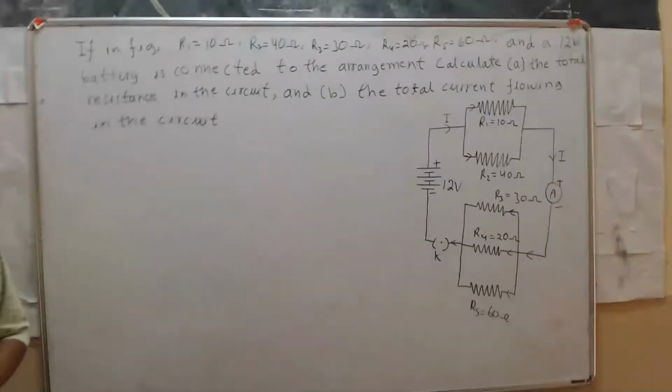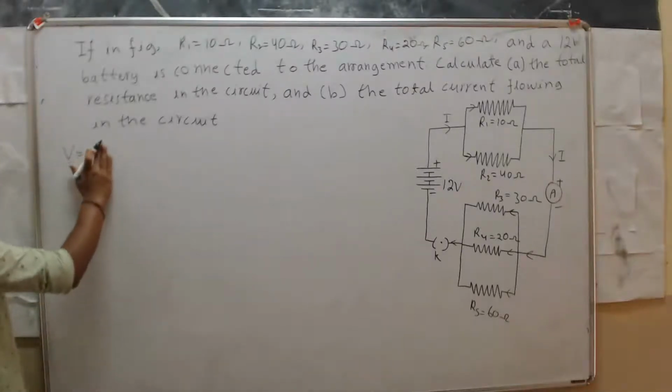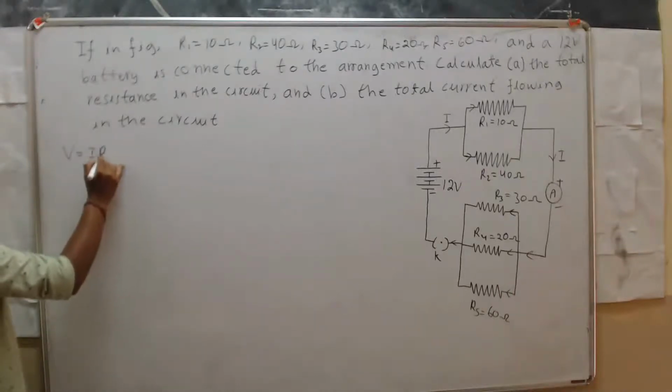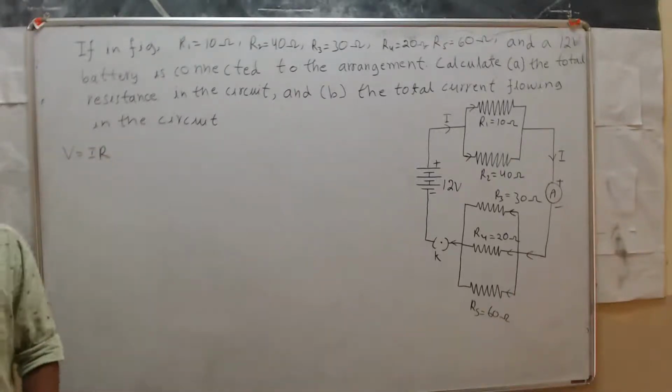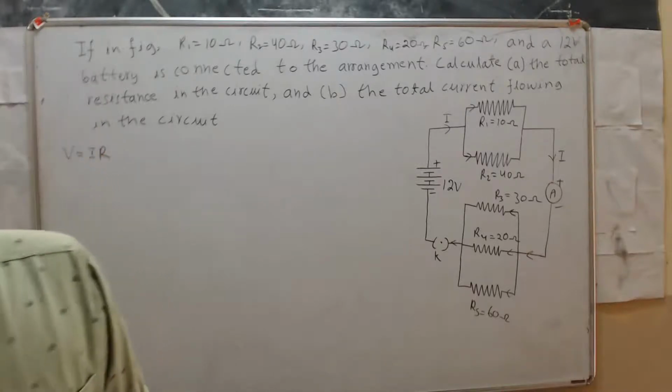So here we need R and I. For that, we know the formula V equals I into R. Here we know the value of V, but we don't know I and R, right? Our work is to calculate I and R. See, first, just observe here.